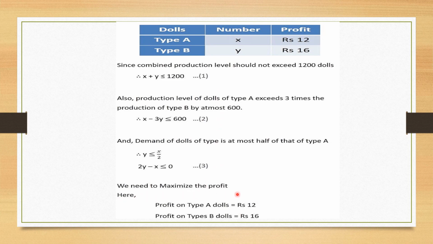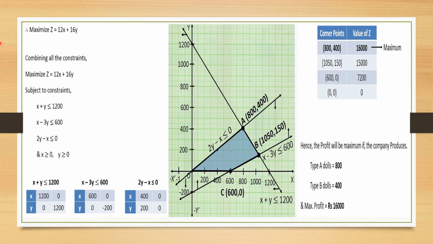Now we need to maximize the profit; on dolls of type A it is 12 and B is 16. So the objective function is z equal to 12x plus 16y. We need to maximize this objective function with respect to these constraints, along with x greater than or equal to 0 and y greater than or equal to 0. Let us plot the lines and firstly consider the equation x plus y equal to 1200. When y is 0, x is 1200; when x is 0, y is 1200. Origin is satisfied? Yes, 0 is less than or equal to 1200, shading towards the origin.